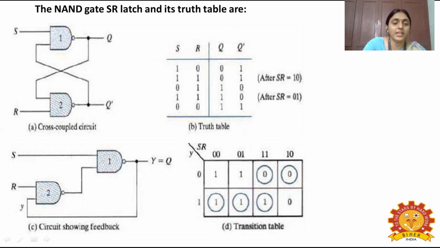So here diagram C denotes the circuit showing the feedback, where the output Y is given as the input for the second NAND gate along with the R input. And the output of the second NAND gate is given as one of the inputs to the first NAND gate, thus forming a feedback. And D shows the transition table, where we have S and R, two inputs, involving Y as another input. So the next state values are given here and the transitions are given in the circle.